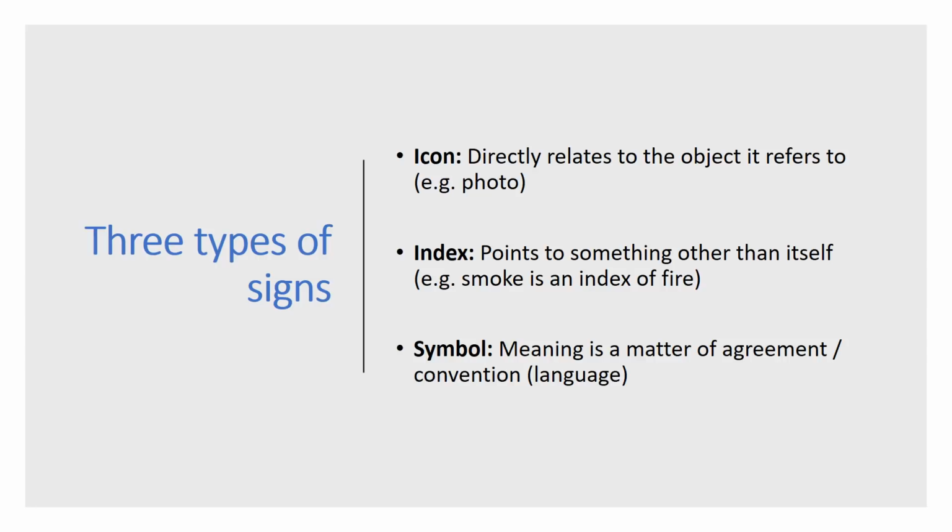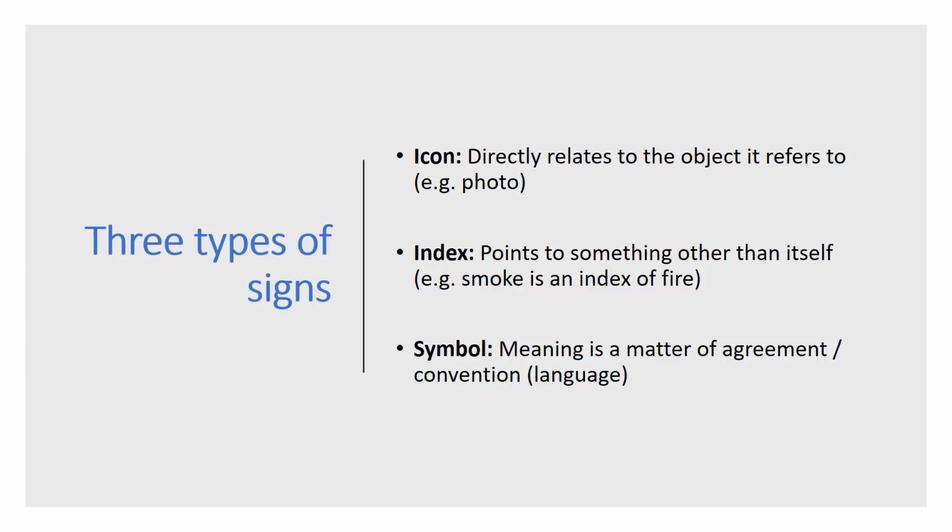An index is a sign which points to something other than itself. In this instance, the classic example is smoke is an index of fire. So you see smoke, you automatically equate that with fire. So when we see smoke coming from somewhere, we automatically become either curious, scared, go and investigate, because there's a good chance that something may be on fire. So smoke points to the fire, and an index is a sign which points to something other than itself.